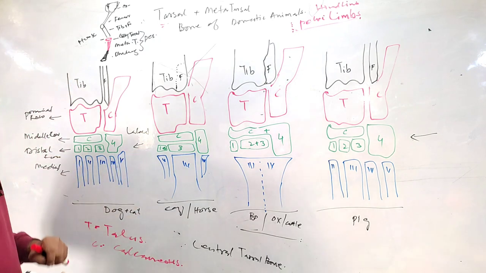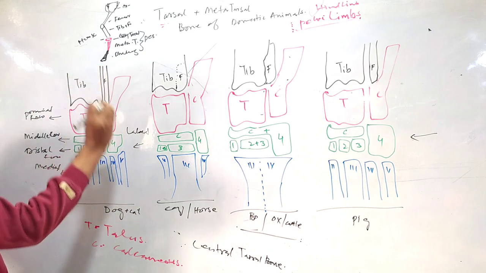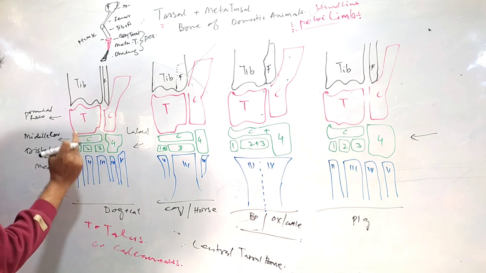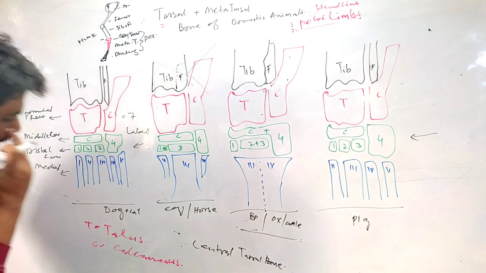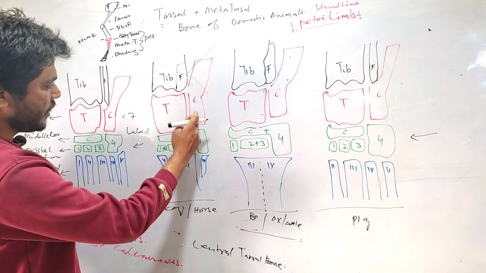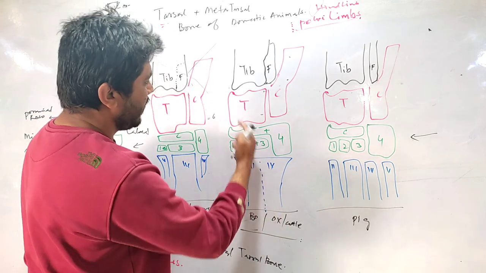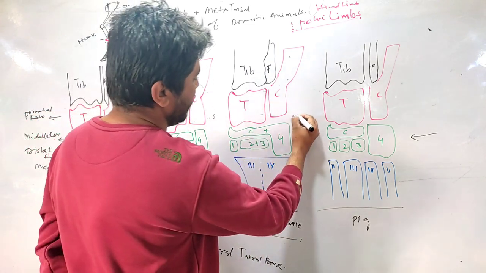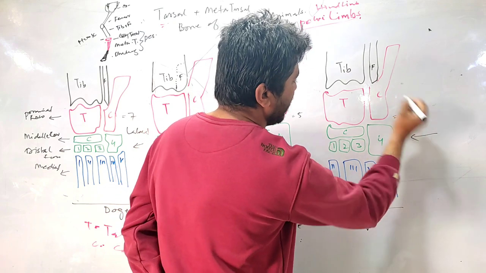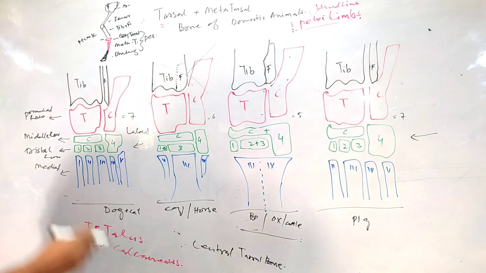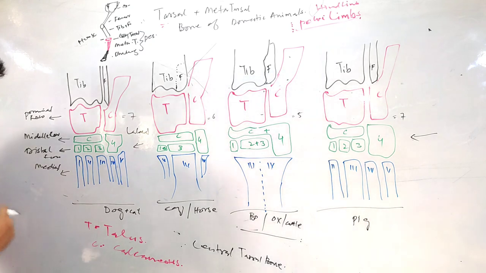If you can calculate, this is the dog. What is the total number of tarsal bones in the dog? 1, 2, 3, 4, 5, 6, 7. How many tarsal bones in horse? 1, 2, 3, 4, 5, 6. How many tarsal bones in the ox? 1, 2, 3, 4, 5. How many tarsal bones in the pig? 1, 2, 3, 4, 5, 6, 7. That's clear. That is the arrangement of the tarsal bones in domestic animals.